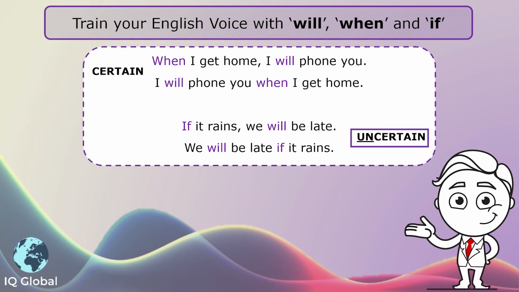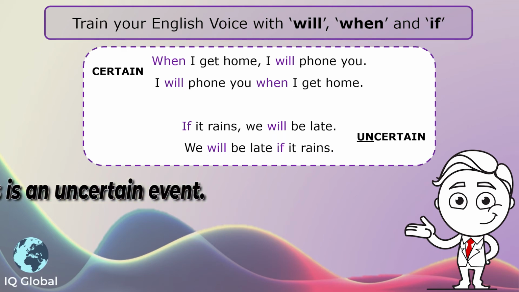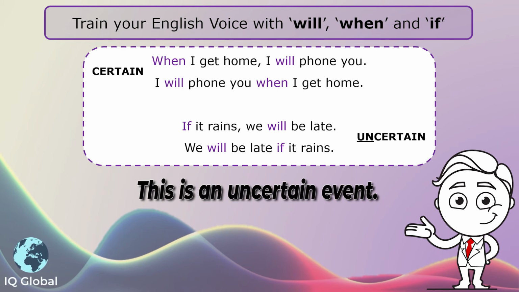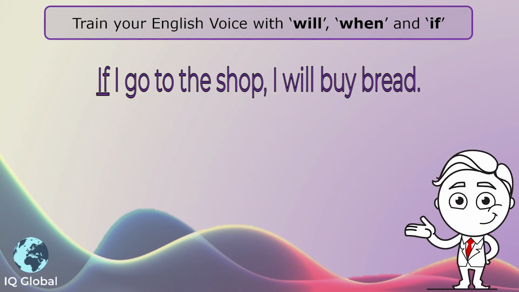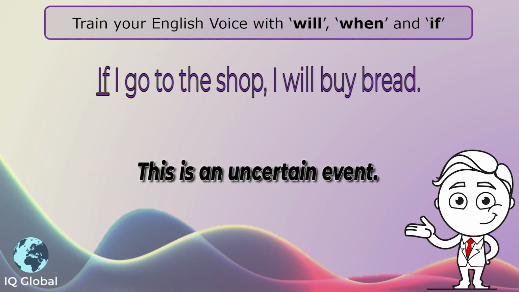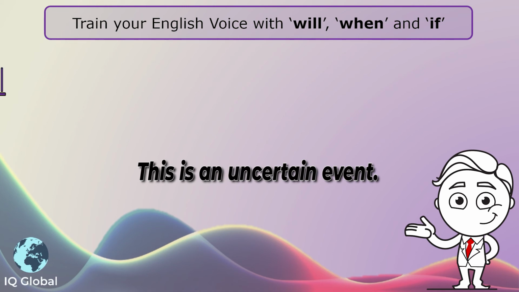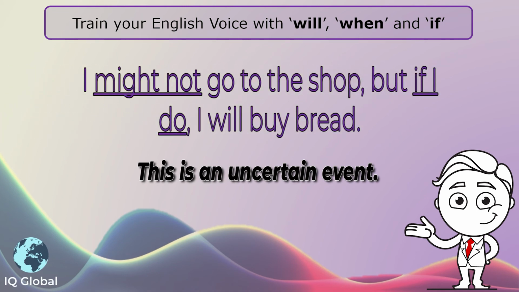Uncertain events. If it rains, we will be late. Or, we will be late if it rains. This is an uncertain event. Another example. If I go to the shop, I will buy bread. This is an uncertain event. I might not go to the shop, but if I do, I will buy bread.